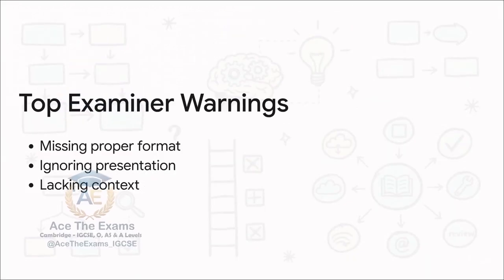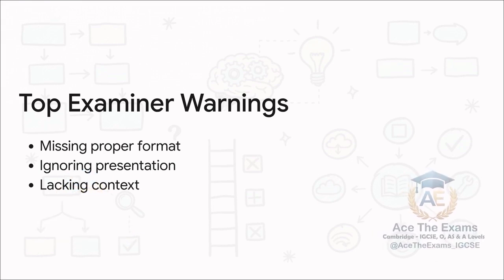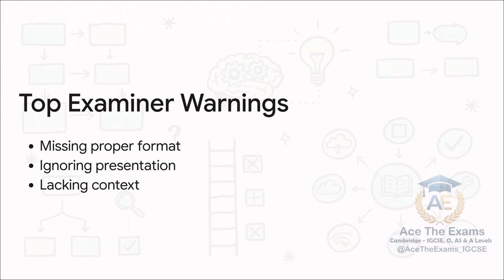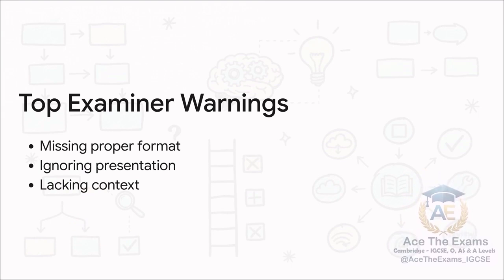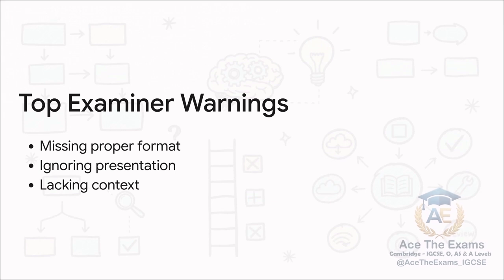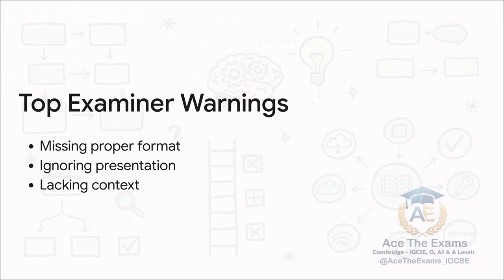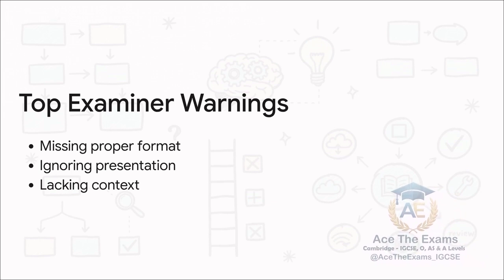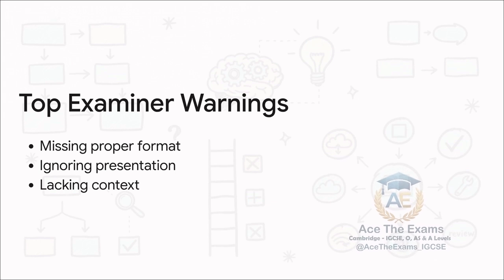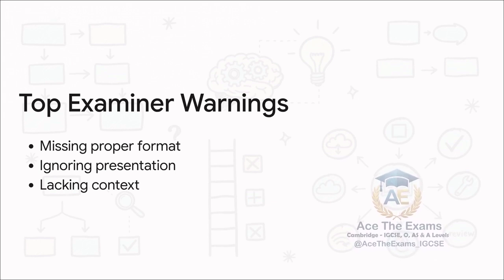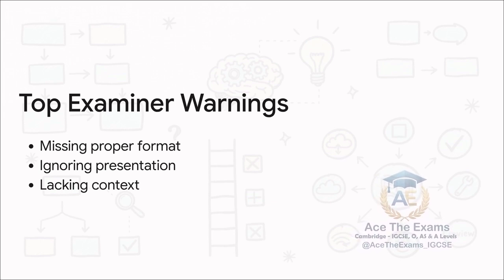Well, to understand why, we need to look at what the principal examiner reports are actually saying. There are 3 major warnings directly from the examiners regarding Section 1.1. First, students forget to include the proper format for indirect data sources, which loses incredibly easy marks. Second, they completely ignore presentation checks, meaning they fail to use proper headings, correct terminology, or clear annotations. And third, just like our 0-mark example, their answers are not specific to the context given in the exam scenario.